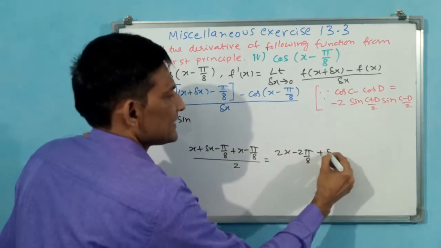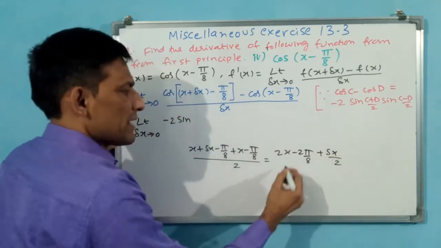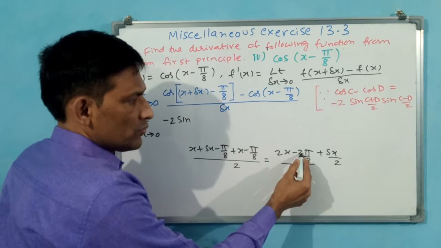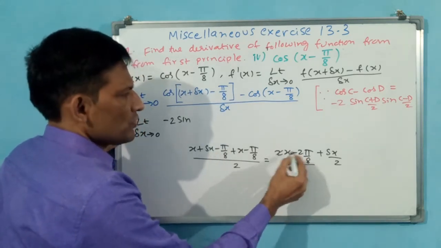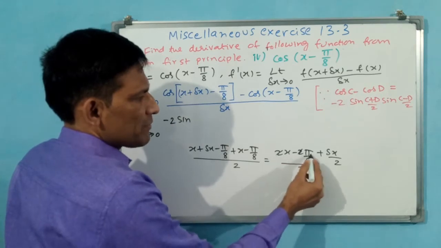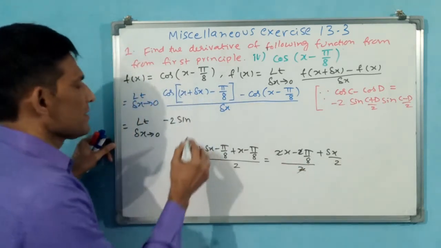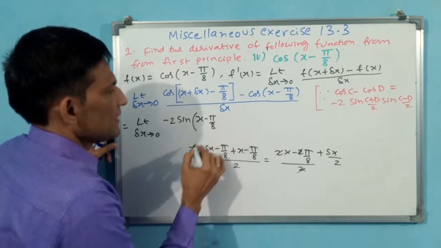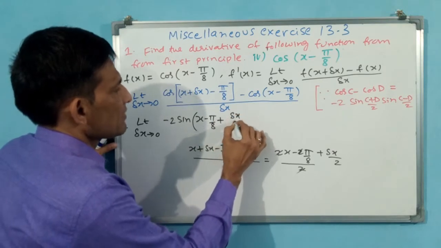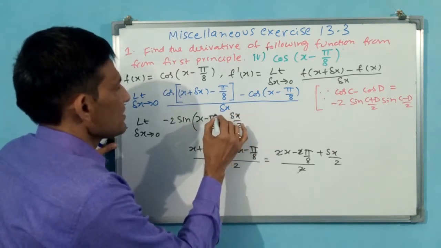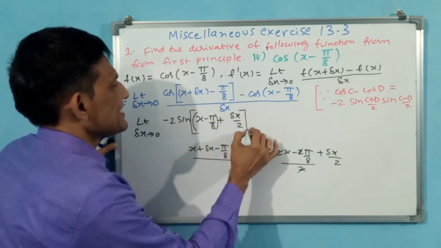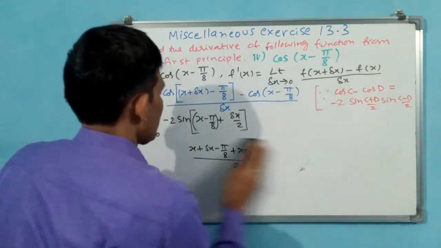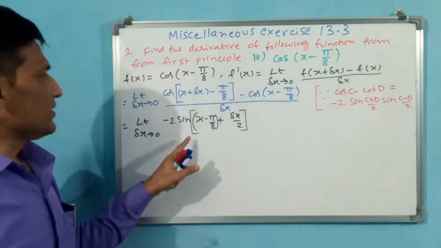Plus delta x. Okay, this 2 you transfer to this one, but here you see simply, first of all, this 2, let it be. This 2 is going to get cancelled. X minus pi by 8 will come and delta x by 2. Okay, write down. X minus pi by 8 plus delta x by 2. And shall I keep this like this? Okay, x minus pi by 8 plus delta x by 2. Okay, this is (c plus d)/2.